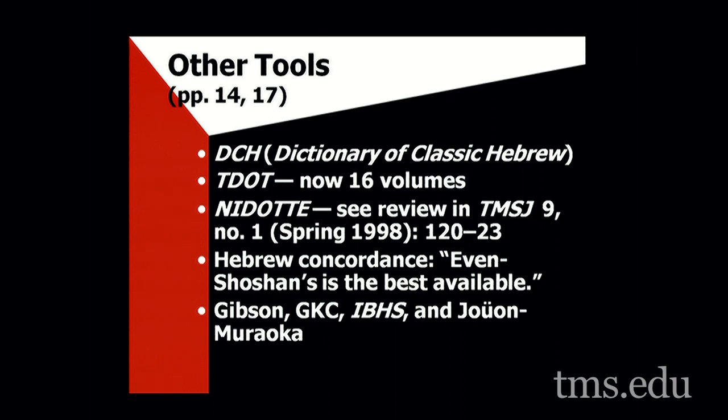Gibson is one of the works on grammar recently available that you could refer to. Gesenius-Kautzsch-Cowley, the old volume from 1910, is still the only exhaustive reference grammar for Biblical Hebrew in the English language. And it is translated from German, so it wasn't originally done in English. Way outdated, but nothing has replaced it.